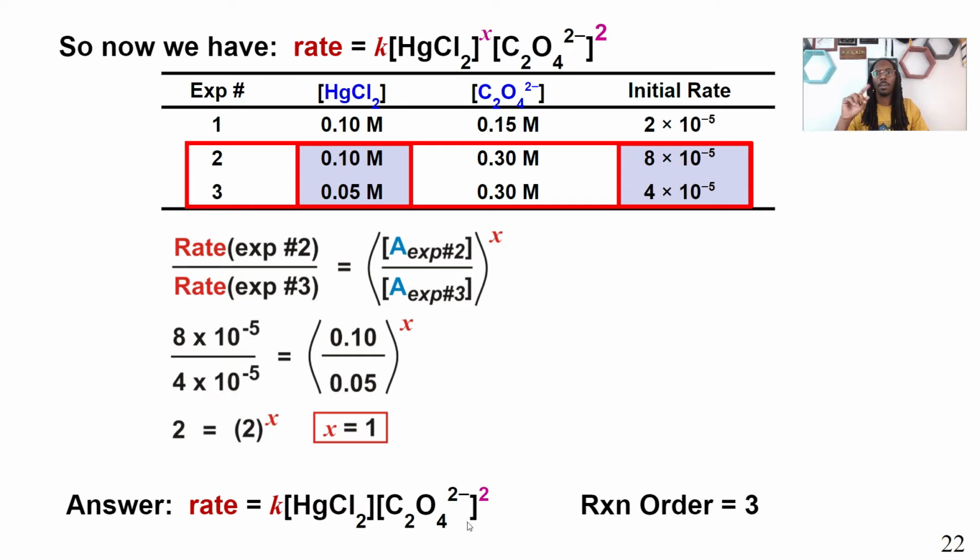Now, if I want to find the overall order of the reaction, I'm just going to add both my orders together. 1 plus 2 gives me 3. I can do math, y'all. Okay? So that's it when it comes to solving for your kinetic rate expression and your overall order of reaction.